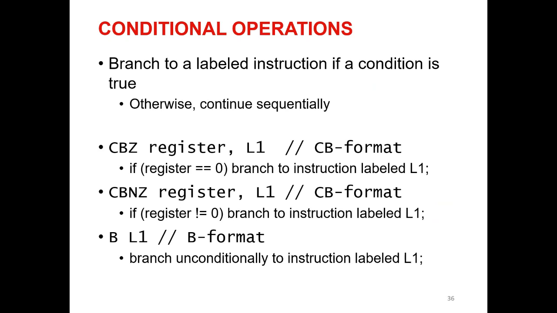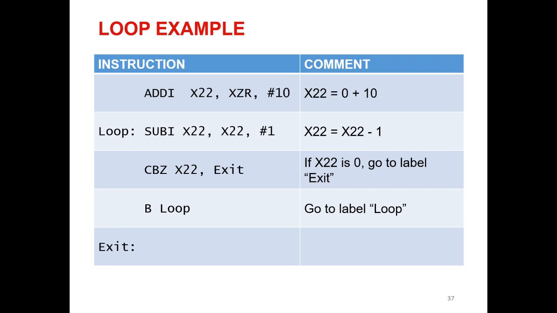Let's see an example to make this more clear. So for instance, I am showing here the code for a loop. We have here an add immediate. So I'm adding to register 22 the value of register 0, which you remember is register 31, which is always 0, and we are adding the immediate value 10. You have here the comment of what these instructions mean. So we are saying here that register 22 is equal to 10.